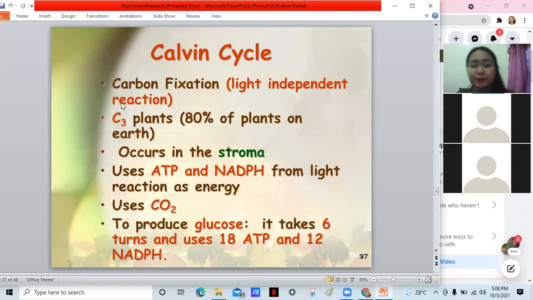The Calvin cycle is very common to the C3 plants, since they fix 3 carbons. That's why they are called C3 plants, and they comprise 80% of all the plants on Earth. So most of the plants on Earth, especially our crops, are C3 plants. This process occurs in the stroma and uses the ATP and NADPH from the light reaction as energy, and uses carbon dioxide to produce glucose. It takes 6 turns and uses 18 ATP and 12 NADPH.